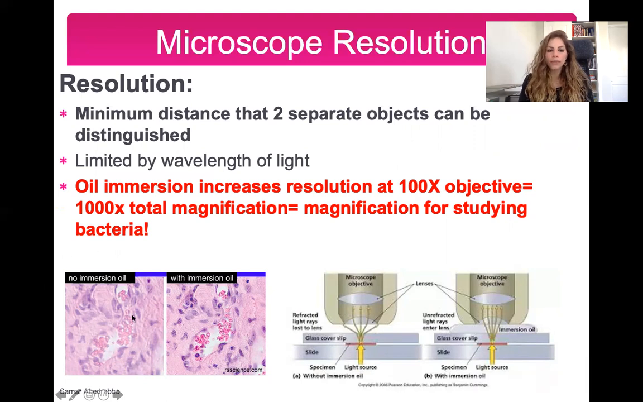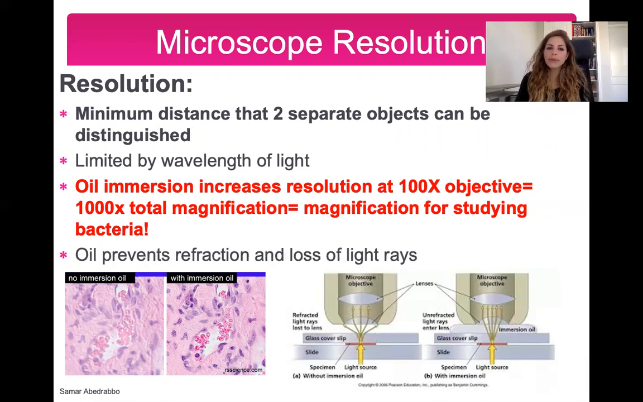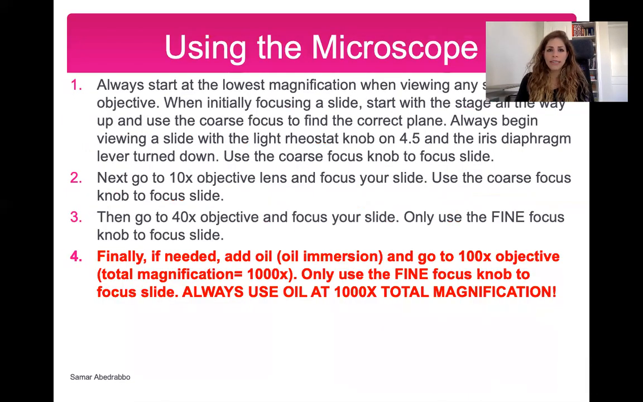With no oil, you get a fuzzy image because the light is scattering everywhere. With oil immersion, you get a very clear image because your 100x objective lens is so close to your slide. When you add oil between them, you trap all the light so that no light is being scattered. So oil prevents refraction and loss of light rays.